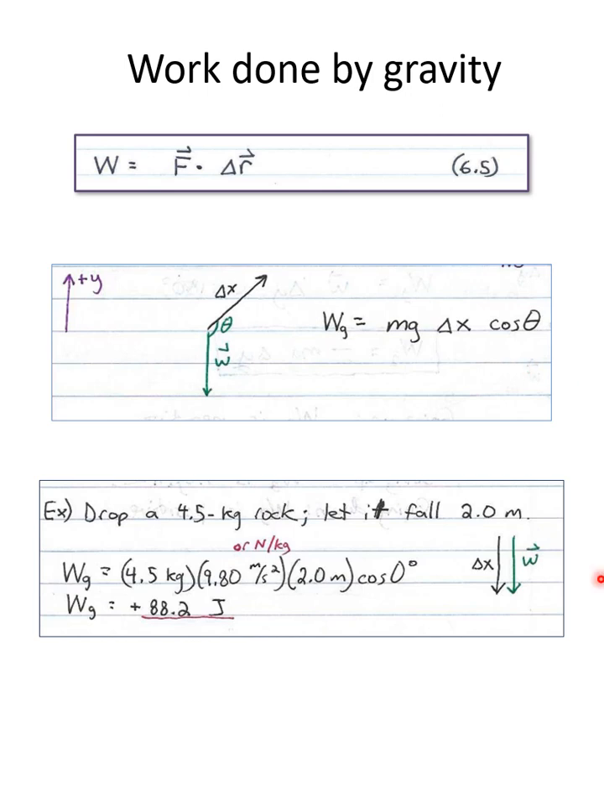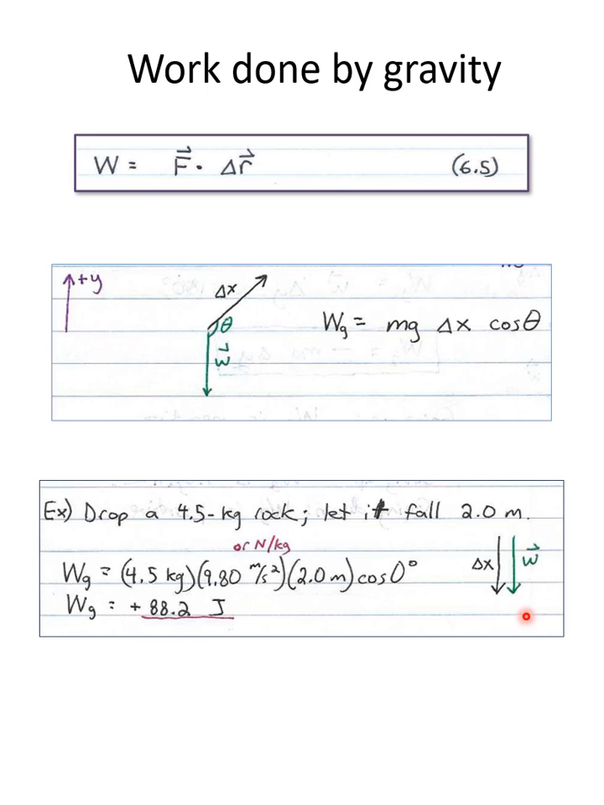Now let's look at an example. We're going to drop a rock from a height of 2 meters, and it's a 4.5 kilogram rock. So let's think about what is the work done by gravity. Here you have the displacement vector and the weight, which is the force of gravity. And it's very helpful to draw a diagram in these situations.